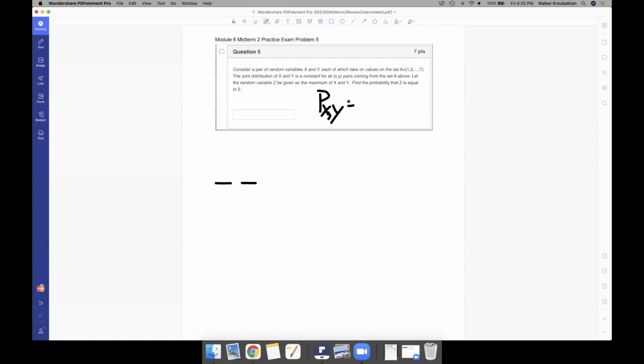This isn't that complicated, right? If we have 2 random variables, x and y, and each of them is over the set 1 up to 7, then we have 7 choices for x and 7 choices for y, for a total of 49 possible choices. And if each of them are equally likely, then the probability of any individual combination is just going to be 1 over 49, right?